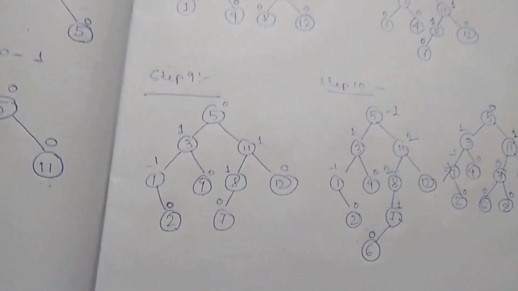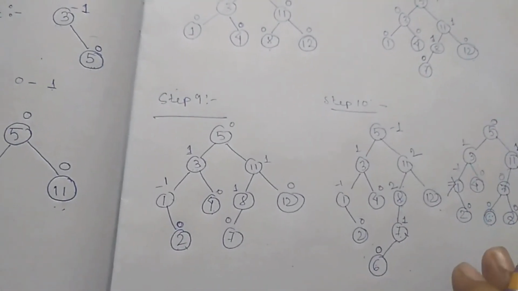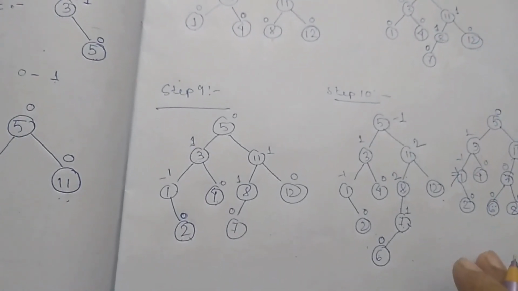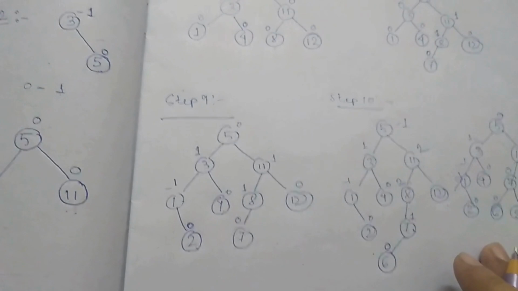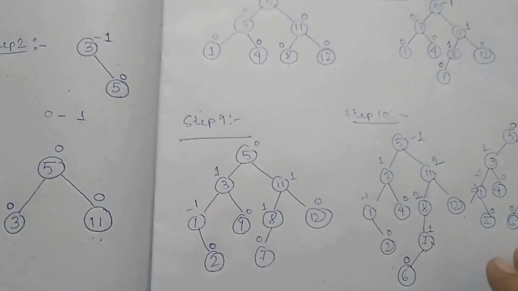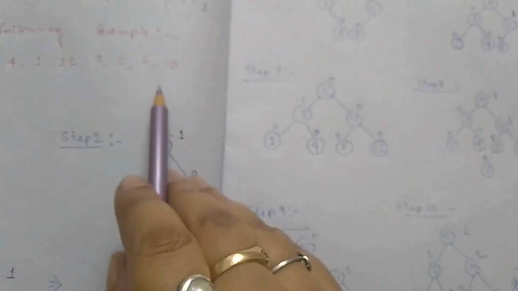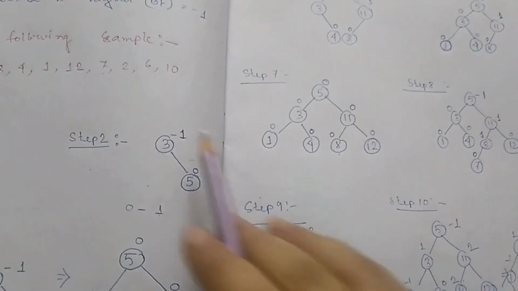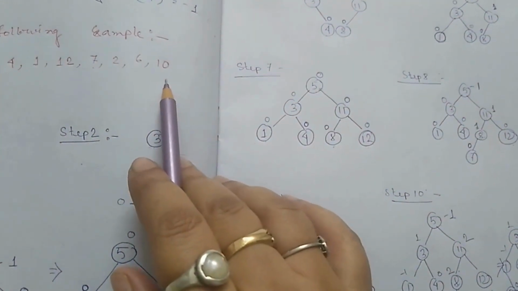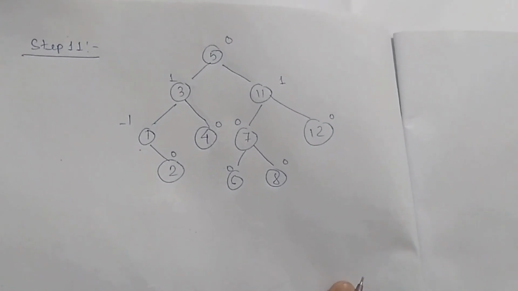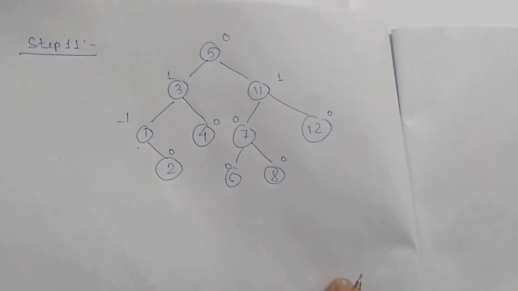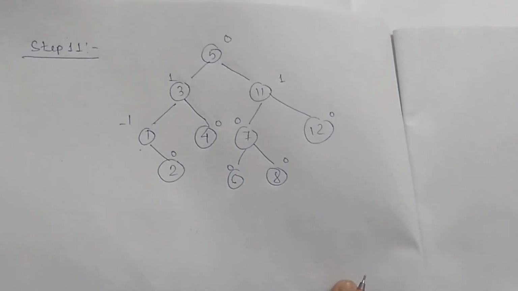So up to this, no unbalanced values or out-of-range values occur. So up to this is okay. Next we move on to the final step and we get the final value, that is 10. Okay, the final step, that is step 11. Here we consider the last node value, that is 10.